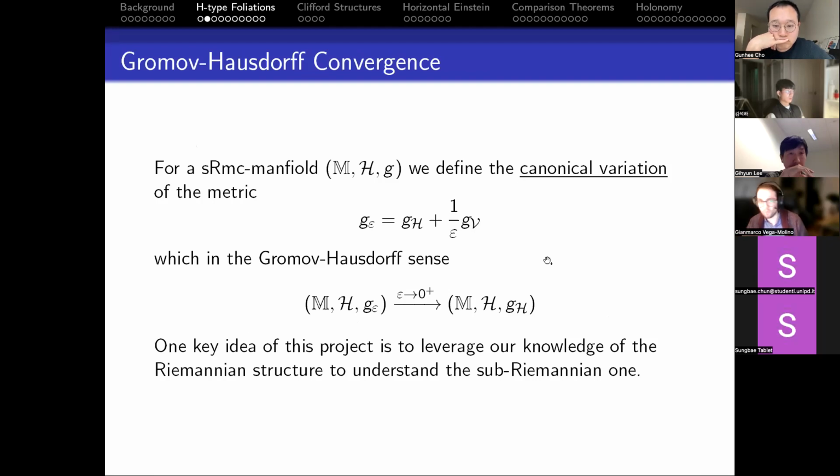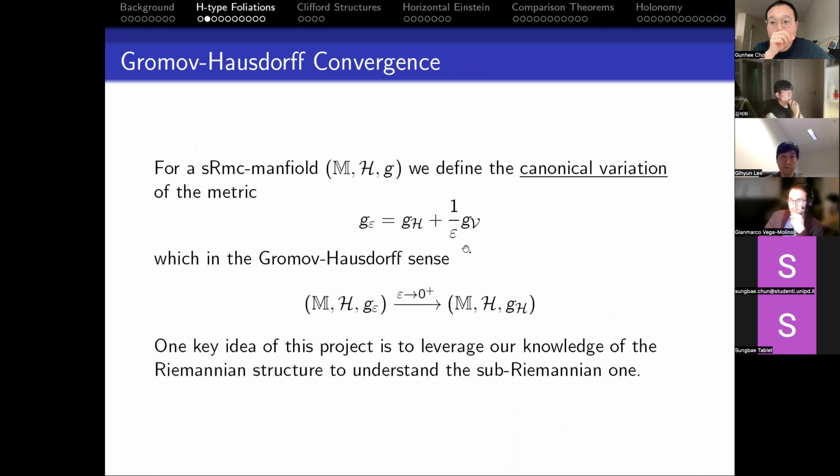Yes. So then what's the idea? What do we do with foliations, or more generally, this Eulerian method? You define what's called a canonical variation metric. So for epsilon greater than 0, you define the Riemannian metric G epsilon that looks like this.